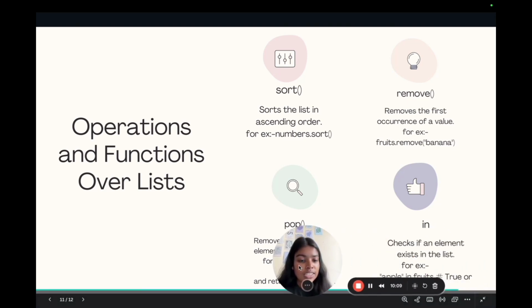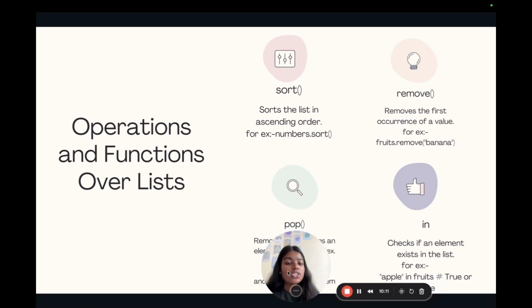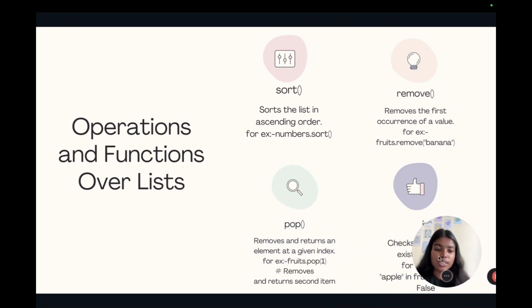And the last one is in. It checks if the element exists in the list. For example, apple in fruits. It will return the value as true or false.